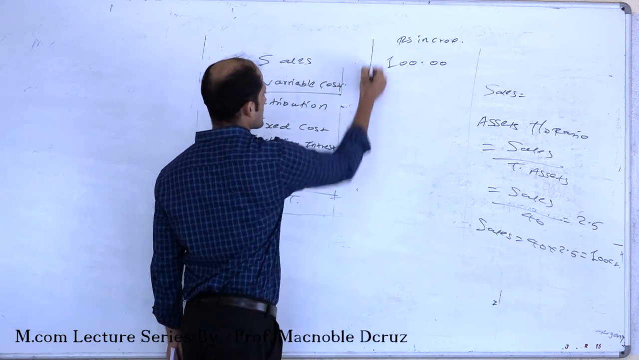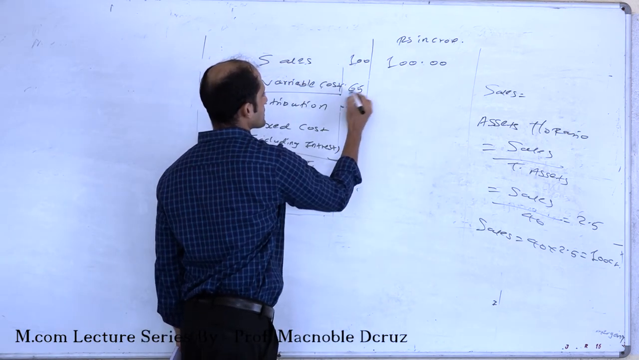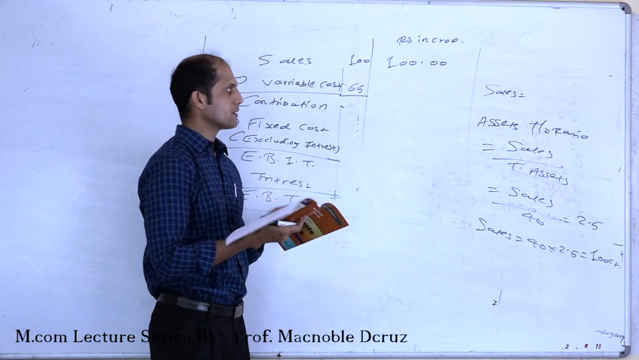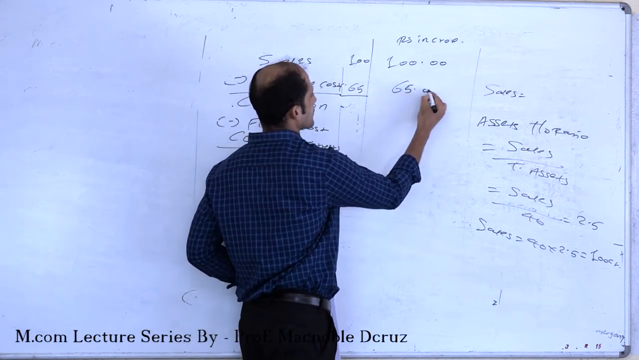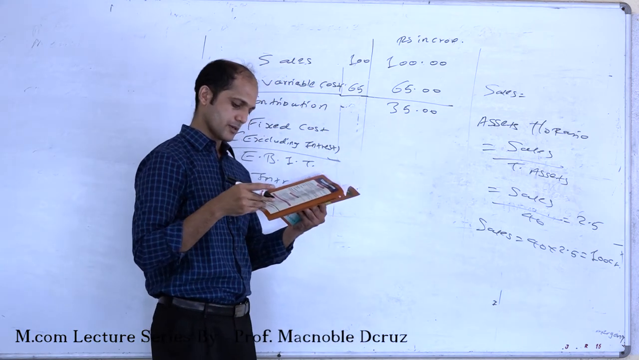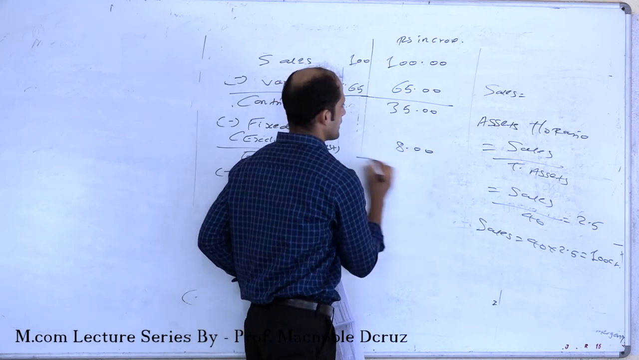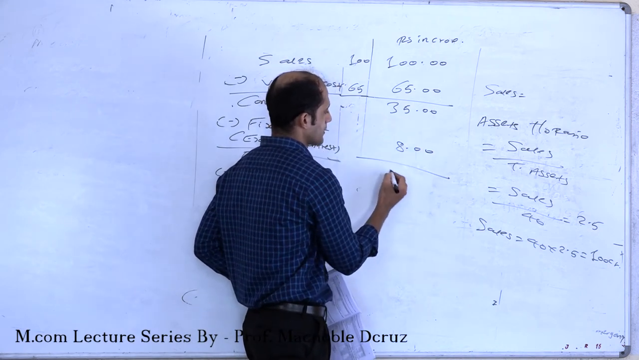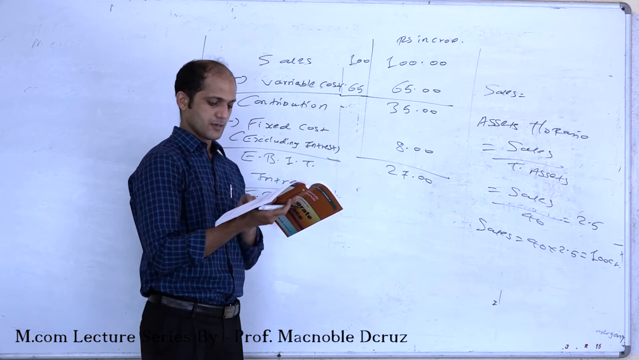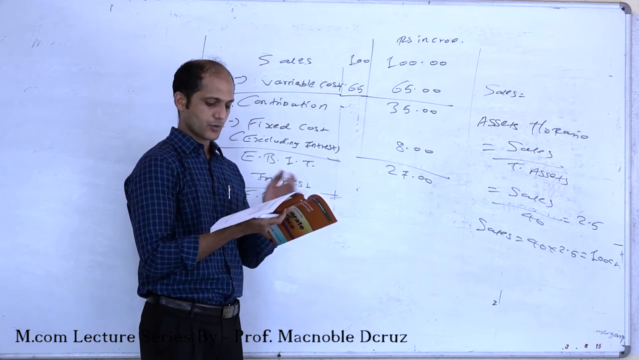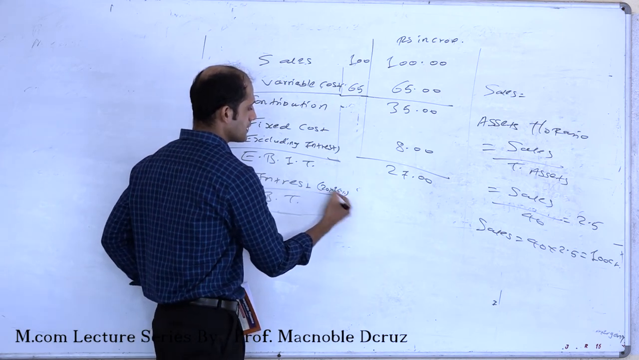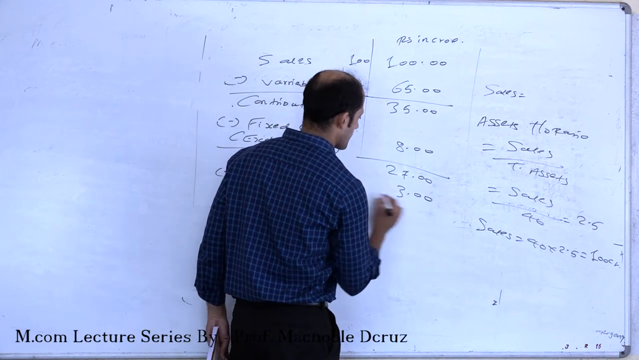Variable cost. Jitna sales hai, students, uska 65% hamara kya hai? Portion kya hai? Variable cost. 65%. So, 100 crore ka kitna aayega? 65 crore. So, hamara 35 crore contribution. Fixed cost given in the problem 8 crore. 35 minus 8, you will get 27 crore. That's nothing but earning before interest and tax. Now, interest 20 crore ka 15%, because 20 crore debt capital is there and 15% is interest rate. So, it will come 3 crore. So, 24 crore.